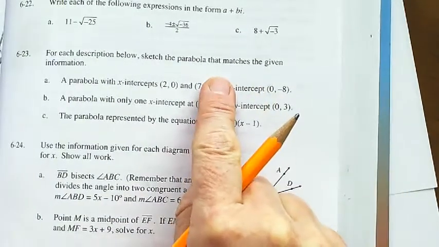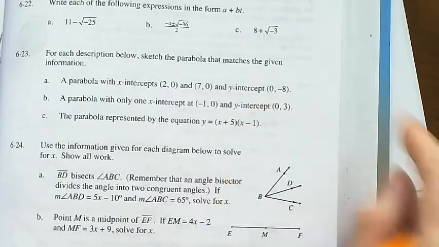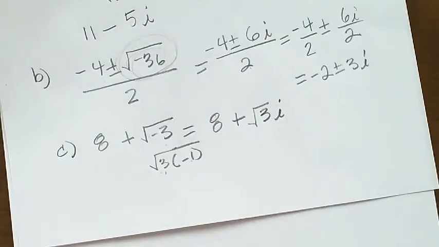Okay, 623. For each description, sketch the parabola that matches the given information. So you're going to need some graph paper for 623. And I'm kind of thinking about how we're going to fit this on our paper.